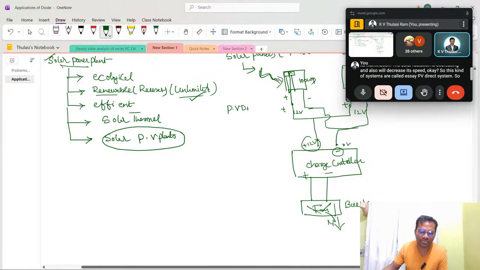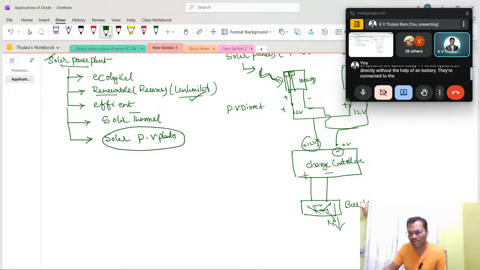Directly, without the help of a battery, the solar panel is connected to the charge controller, and the charge controller is connected to the load. So these kinds of plants are called PV direct plants. There is one more type of solar plant, which is called off grid.